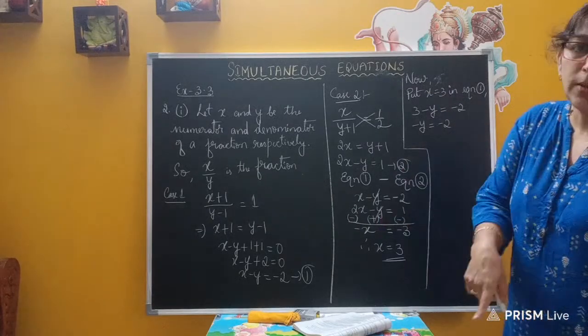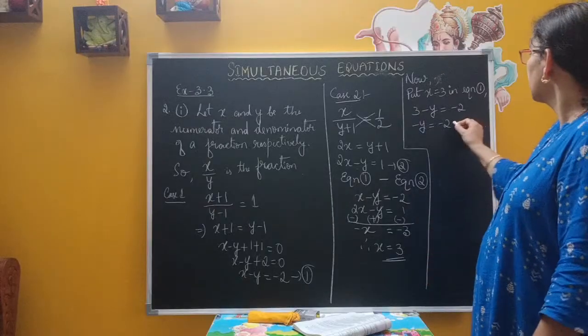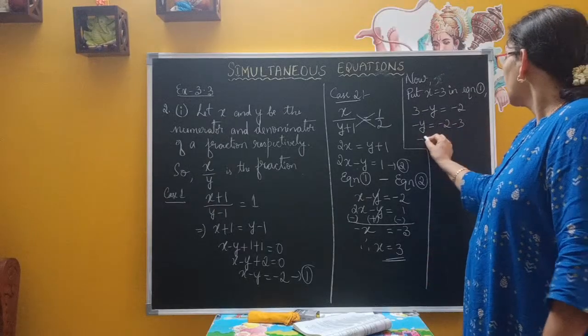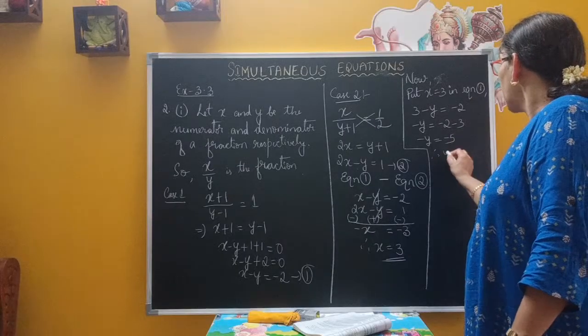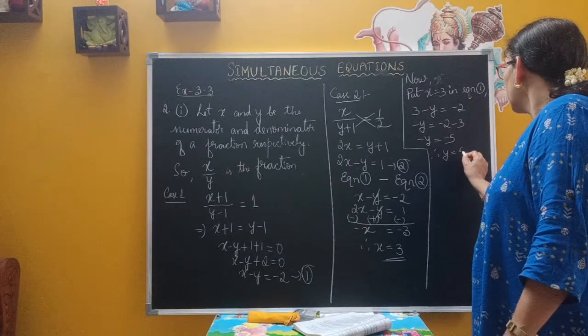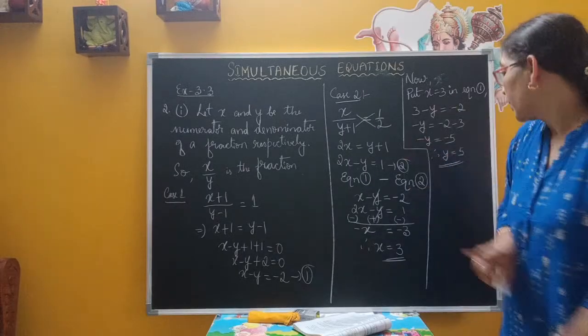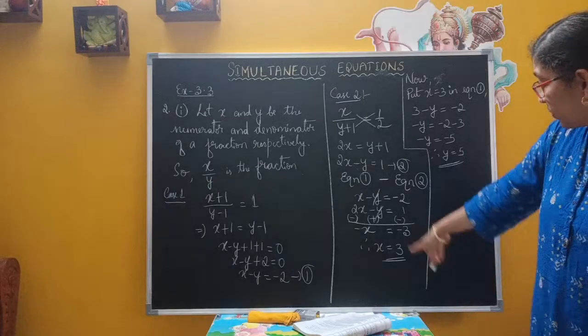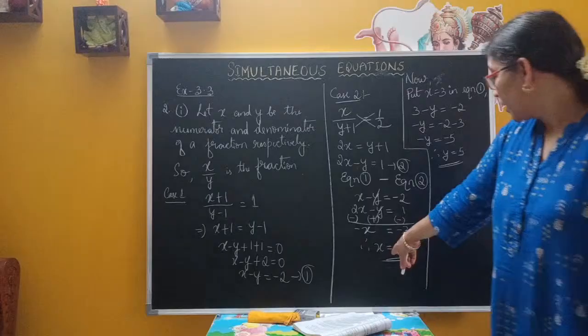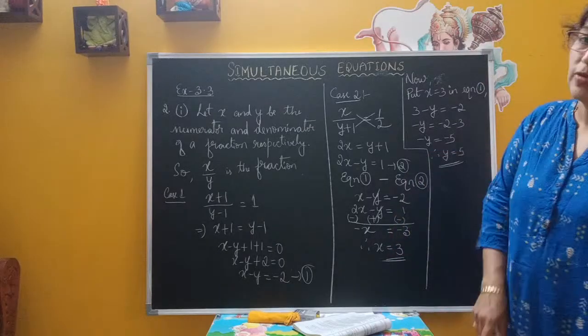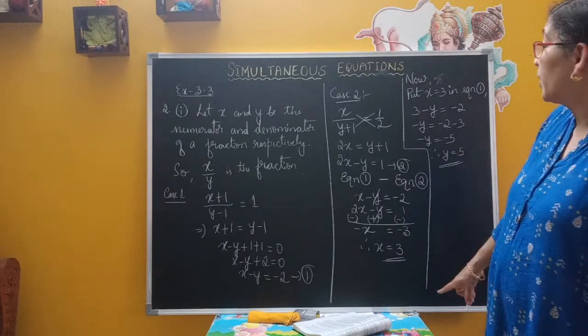When I bring 3 to RHS, it becomes minus 3. So minus y is equal to minus 5. Therefore, plus y is equal to plus 5. Y is equal to 5. So after substituting, we got y is equal to 5. So x is equal to 3 and y is equal to 5. The solution is 3, 5, a paired number.